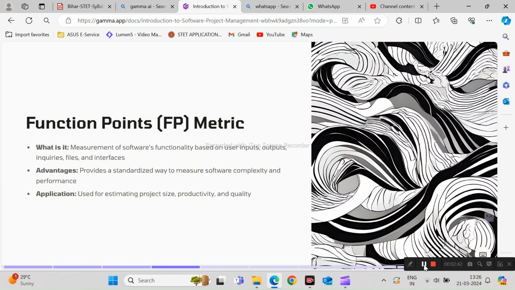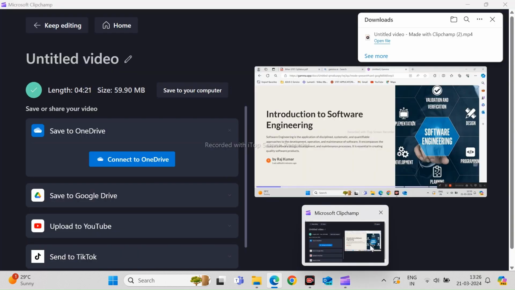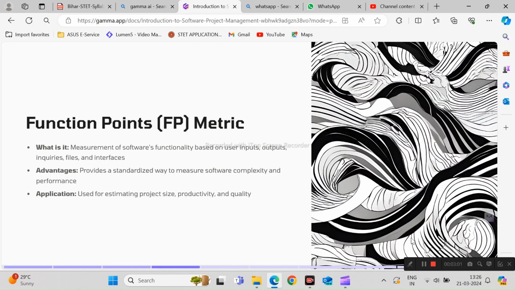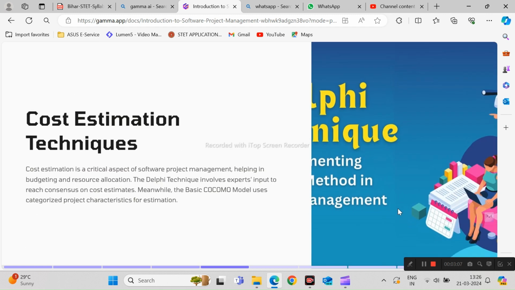Now we move ahead and see the function point metrics. A function point has three parts. The first is what it is, the second is advantages, and the third one is applications. The first one, what it is: it measures software functionality based on the user inputs, outputs, inquiries, files, and interfaces.